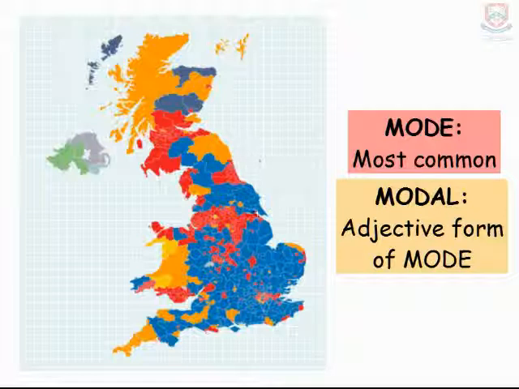So this is used to find out things like what's the most common pet that households have, or what's the most popular house that should run the government.